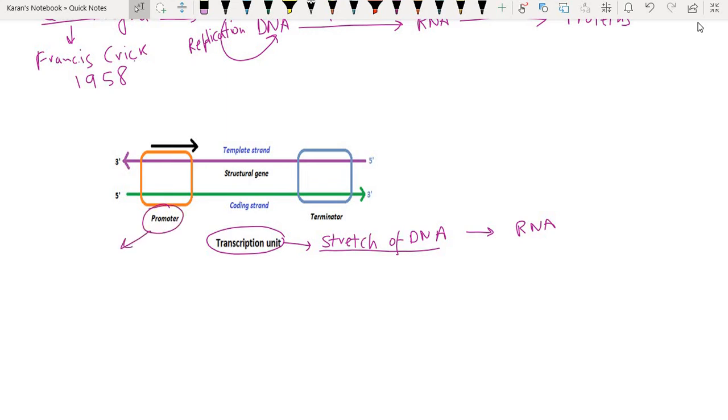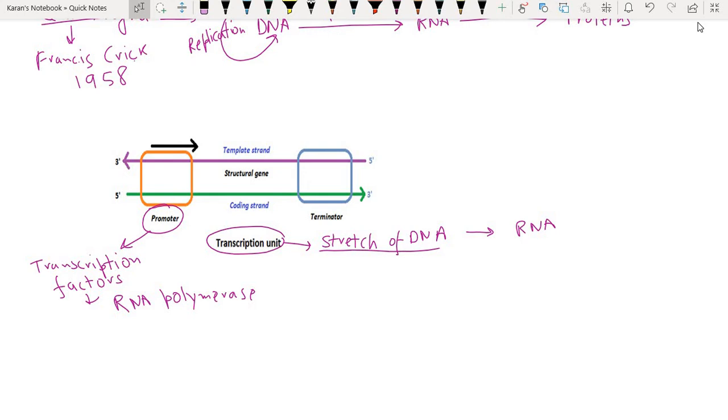This promoter region is again a sequence of DNA which is recognized by transcription factors. So transcription factors will recognize this sequence and initiate the process of transcription. And these transcription factors will recruit the polymerase enzyme, RNA polymerase, so that it may help in synthesis of the RNA from the coding region of the gene.